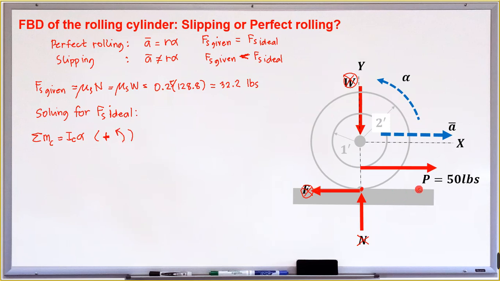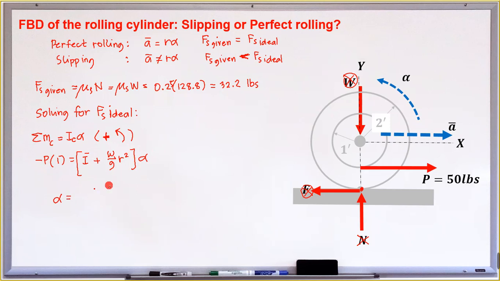So our applied force P would cause a clockwise moment, therefore negative. So negative P times its moment arm with respect to the contact point is equal to the difference of these two radii. So 2 minus 1 is 1. And then I_C is equal to the centroidal mass moment of inertia plus the weight of these two solid cylinders and the square of the distance. And this is alpha.